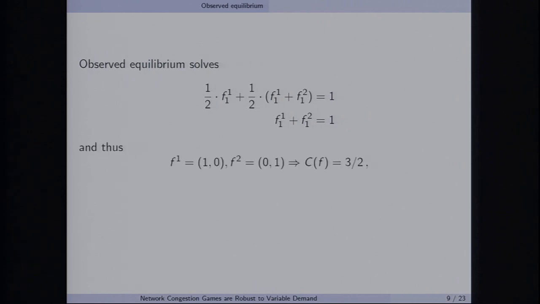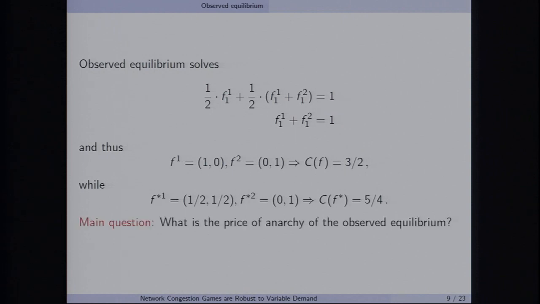Obviously, this doesn't need to be the optimal flow. In this example, you can also calculate the optimal flow, and then you could get down to 5/4. And the main question we want to answer in this paper is, what is the price of anarchy of these games? Can we say something about it? Are they constant for some set of latency functions? Yes or no? And we'll get to that answer in a second.